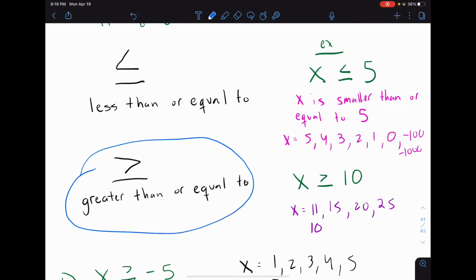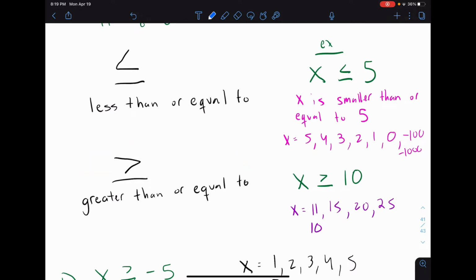I have greater than or equal to. X is greater than or equal to 10. X es mayor o igual a 10. So it could be anything more than 10. Puede ser todo lo que es más grande que 10. 11, 15, 20, 25, 100, 1000. Or it could also be 10, y también puede ser 10 porque aquí tengo este símbolo que significa igual. Puede ser igual.